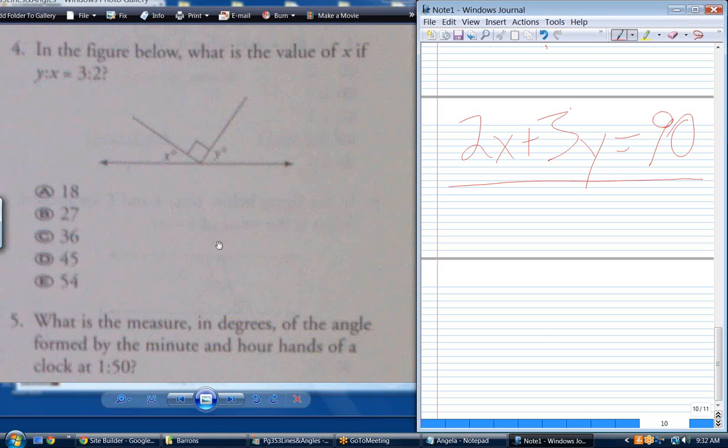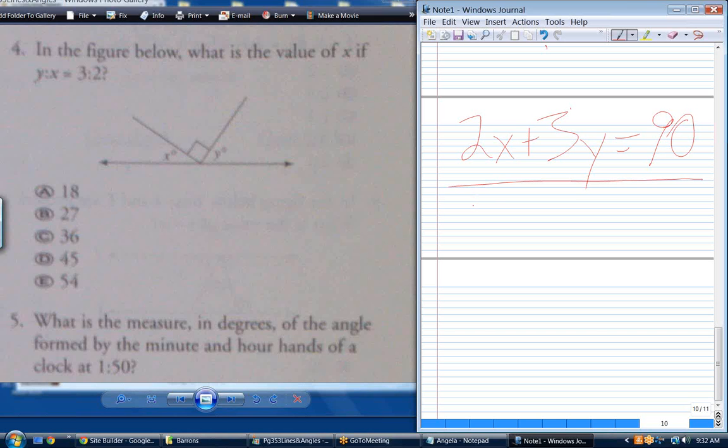So what must the answer be without even doing any more math? Okay, you went too fast for me. I got lost. It can't be 27 because that wouldn't be a 2 to 3 relationship. It can't be 45 because that would be 90 right there with the x. So it has to be less than 45, and it has to be more than 27. So yeah, 36.